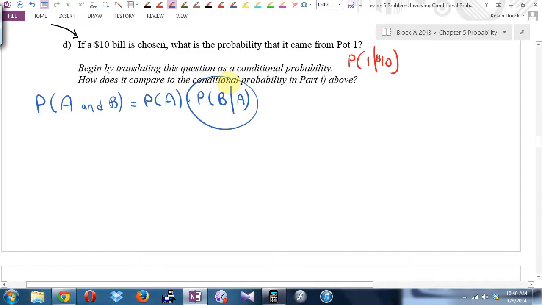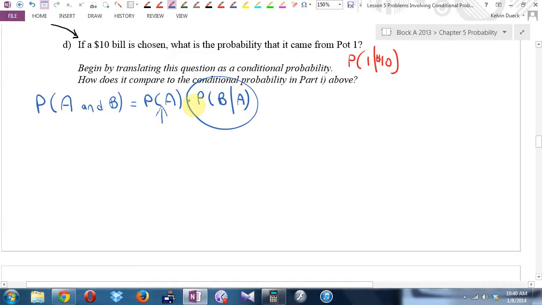Get that by itself. How? I need to move this thing over. Physics students, what's happening between the probability of A and the probability of B given A? What's happening right here? Timesing. So how will I move it over? This is the conditional probability formula.